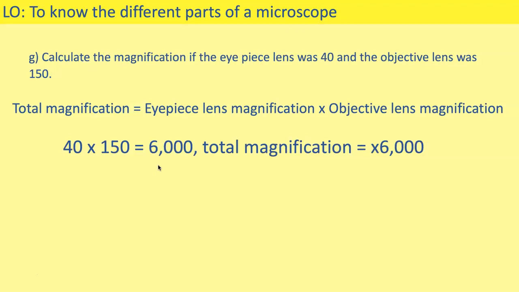The final question asks you to calculate magnification if the eyepiece lens was 40 and the objective lens was 150. So we do the same again. We use our equation. We find the eyepiece lens magnification, which is 40. So we're going to do 40 multiplied by the objective lens magnification, which is 150. So our sum this time is 40 multiplied by 150. That gives us 6,000. So our total magnification of this microscope is times 6,000.